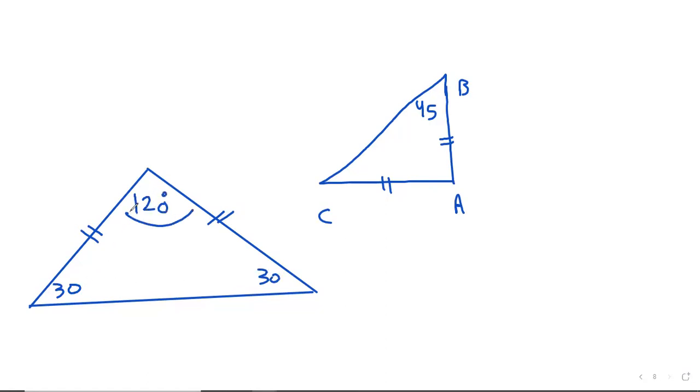What is the type of the triangle? Anyone will know it. It's an obtuse angled triangle.